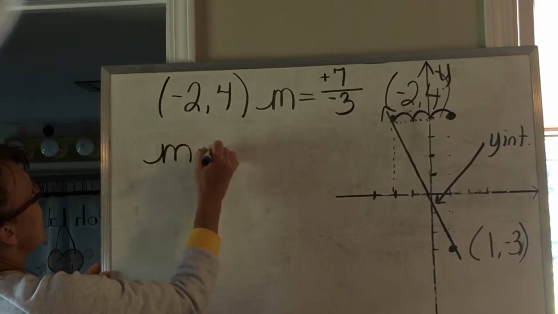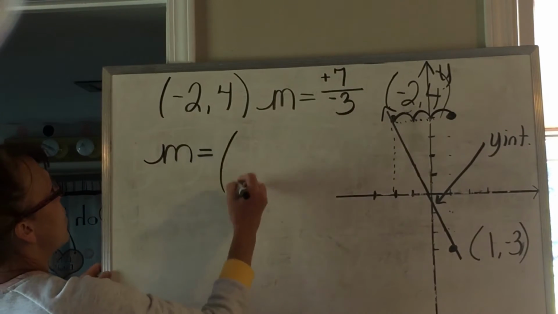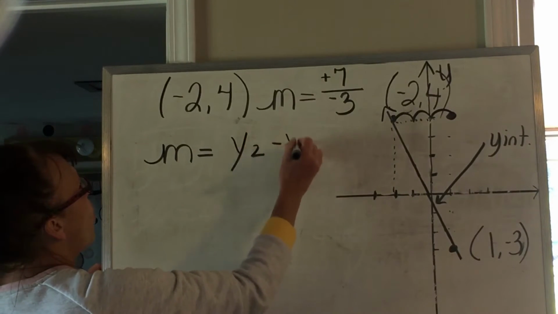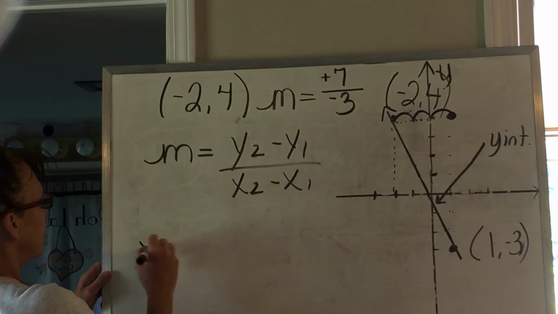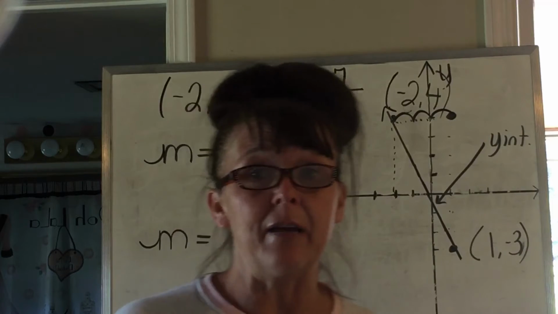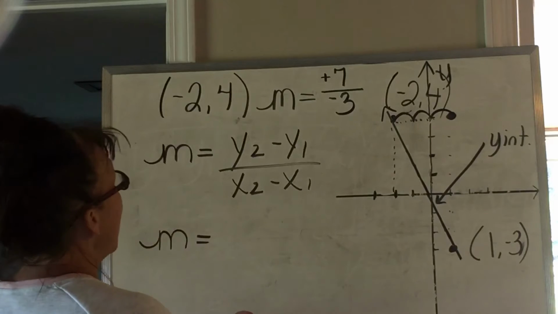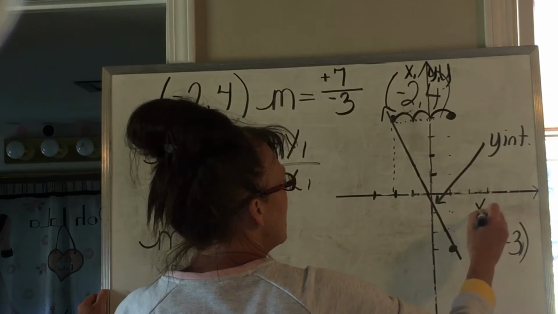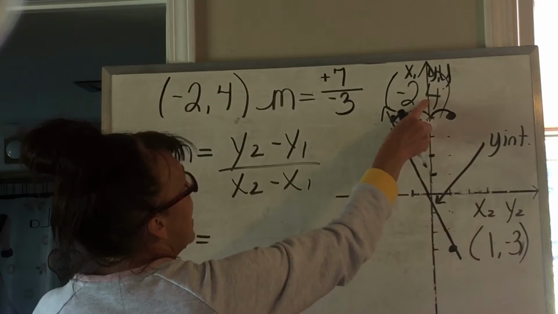To find slope, you're going to need those 2 points right there. So, slope is going to equal y2 minus y1 over x2 minus x1. So this is another way to find slope. You go, we already found it by counting. I'm showing you the formula way now. So y2, well, if we call this one x1, y1, then this one's x2, y2. So negative 3 minus 4.